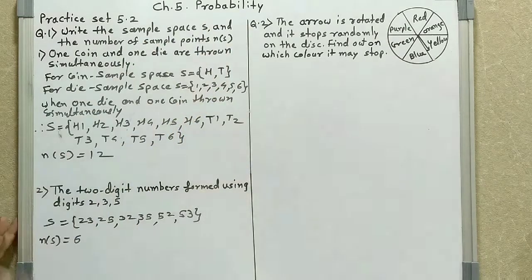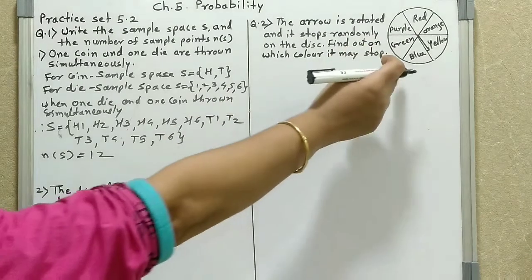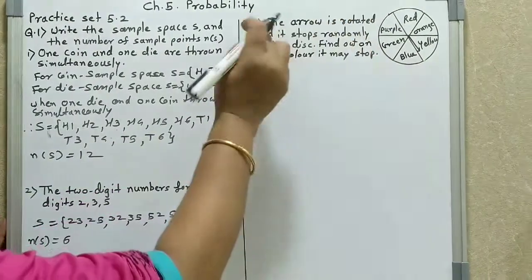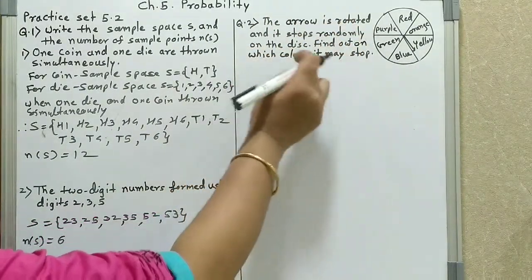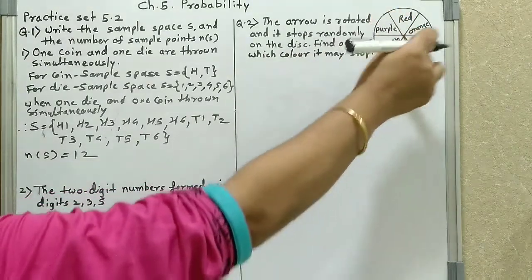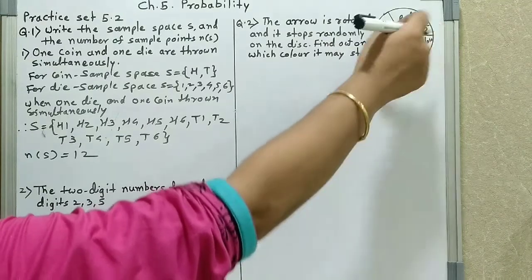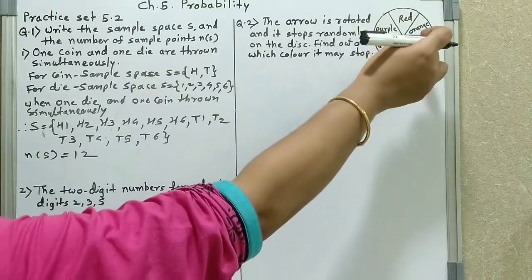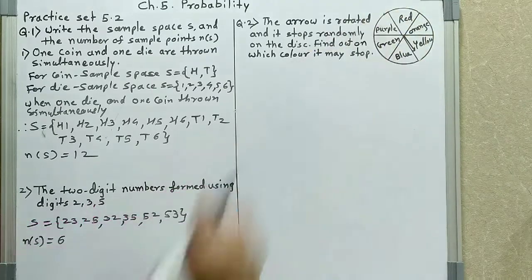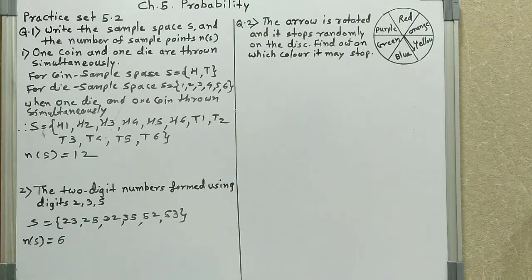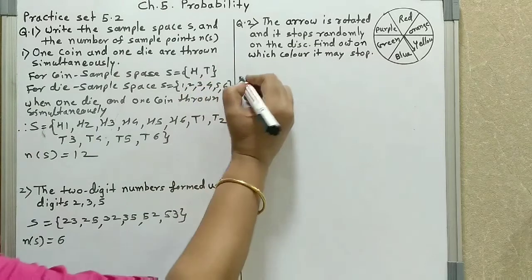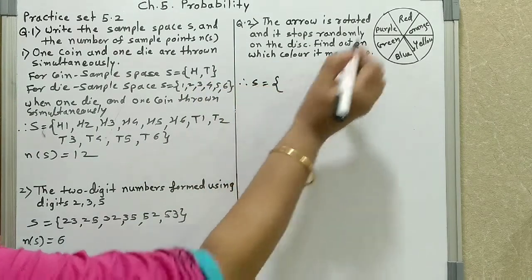Now see the next question. Here the diagram is given. The arrow is rotated and it stops randomly on the disc, to find out on which color it may stop. See here the disc, this is the arrow, and here the colors are written. How many colors? There are 6 colors on the disc. So the arrow can stop on any of the colors. So we write in the sample space all these 6 colors. Therefore, S is equal to all the colors.